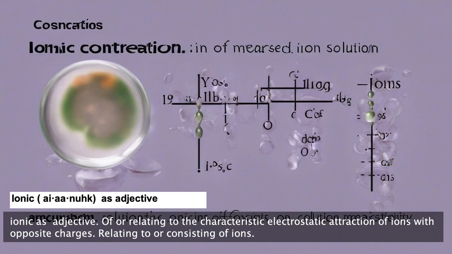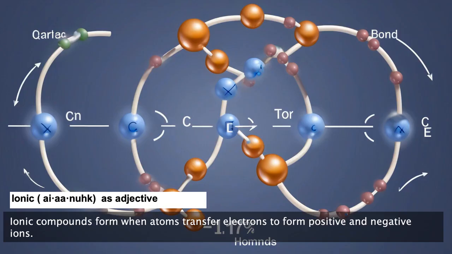Ionic as an adjective, of or relating to the characteristic electrostatic attraction of ions with opposite charges, relating to or consisting of ions. Ionic compounds form when atoms transfer electrons to form positive and negative ions.